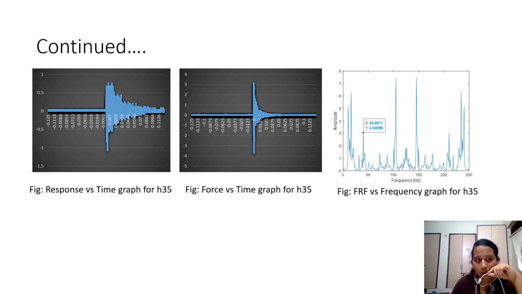For every case, we are bonding the sensor at the middle of the beam, because, as we know, a simply supported beam has the most bending moment in the midsection. So the sensor is bonded at the middle.